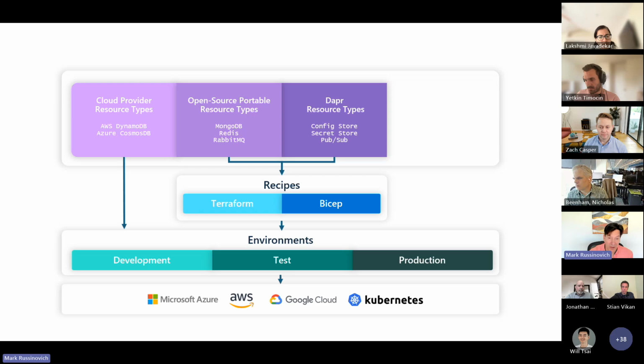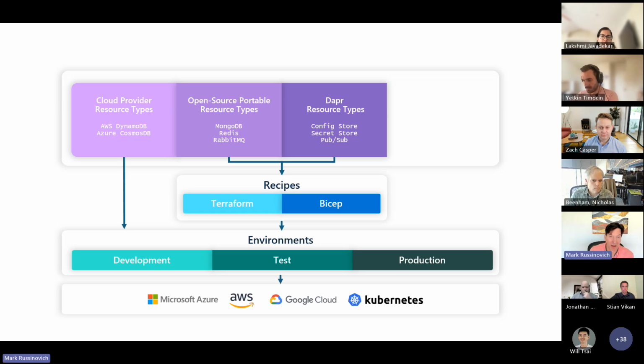And if you're deploying it to a production environment, it might deploy it and the recipe might stand up Cosmos DB to implement the Mongo API. So this achieves that full vision of separation between the application definition and the platform, at least for these open source and Dapr resource types.